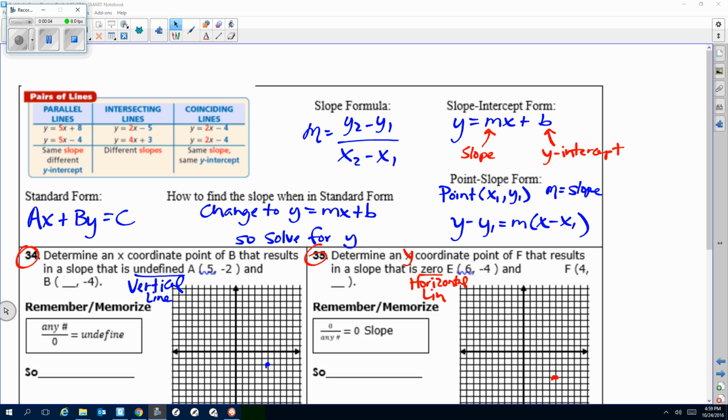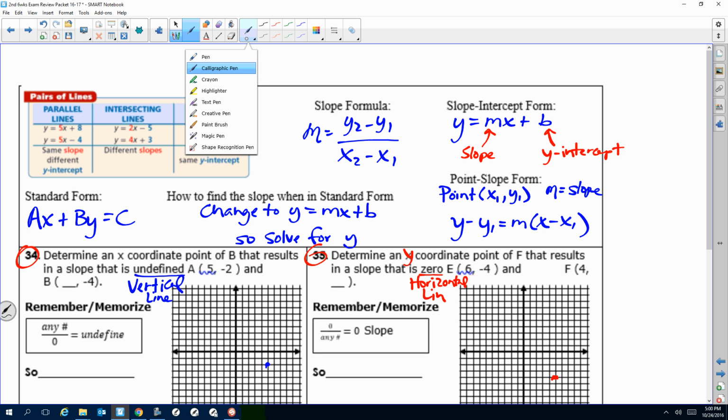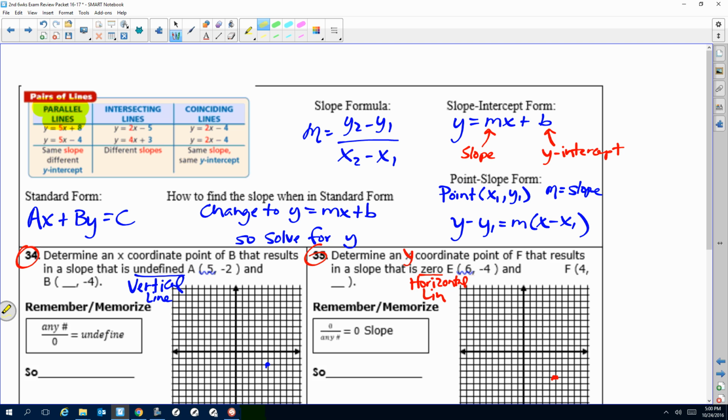Okay, here's our last section, just basically making sure we can write equations of parallel and perpendicular lines. So these are some facts that are on your formula chart except for the following, which you need to memorize or know by heart, and I'm going to highlight this: parallel lines have the same slope, but a different y-intercept.